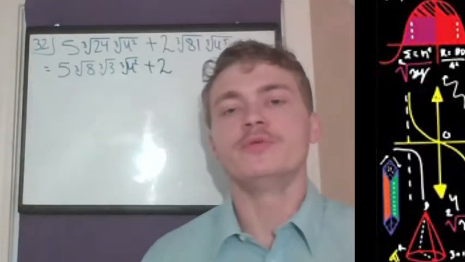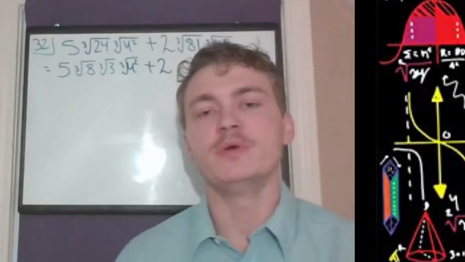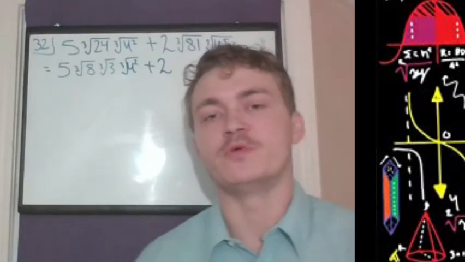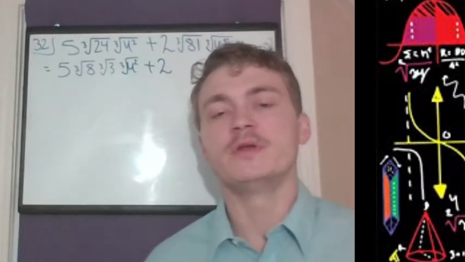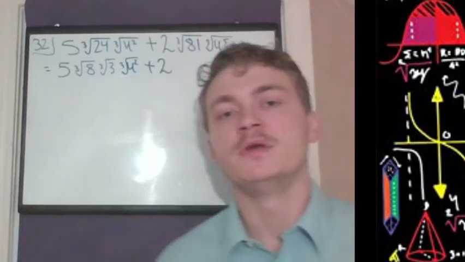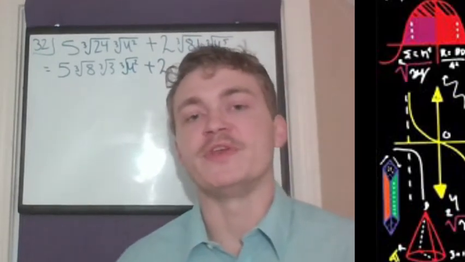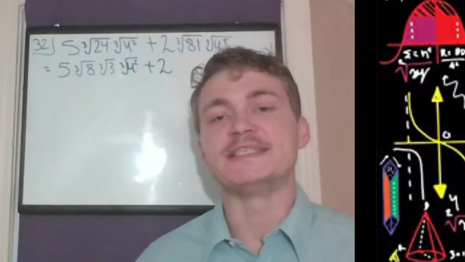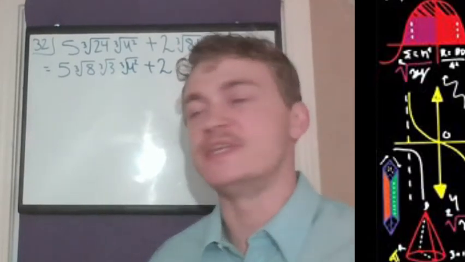81 under the cube root. 81 is not a perfect cube. It is between 64 and 125. 64 is 4 cubed. 125 is 5 cubed. 81 contains a perfect cube factor of 27. 27 divides 81 3 times.